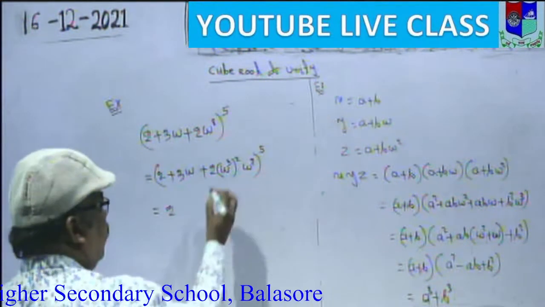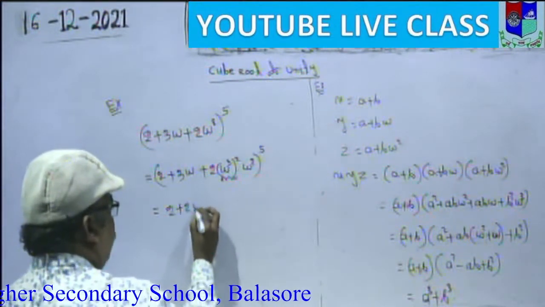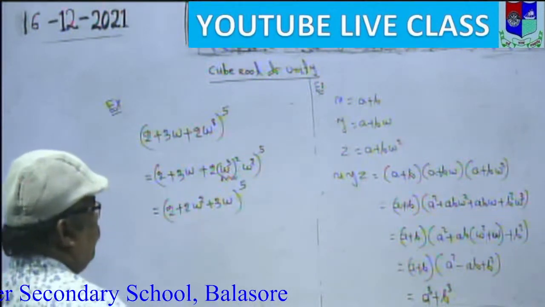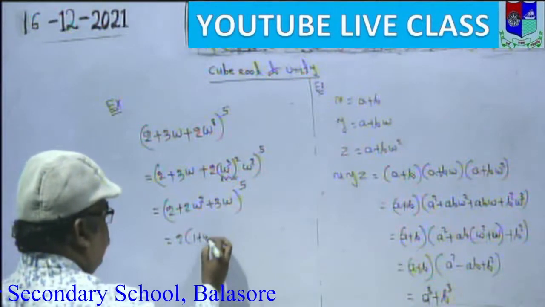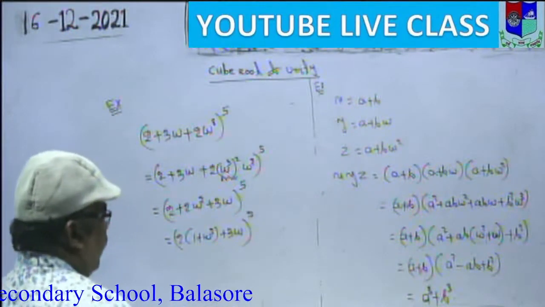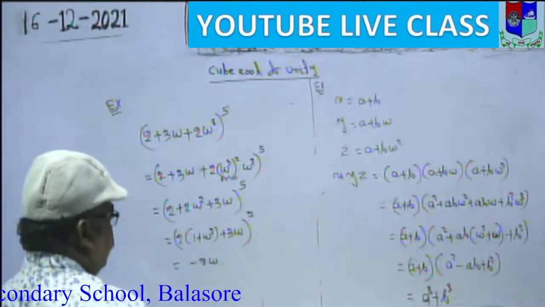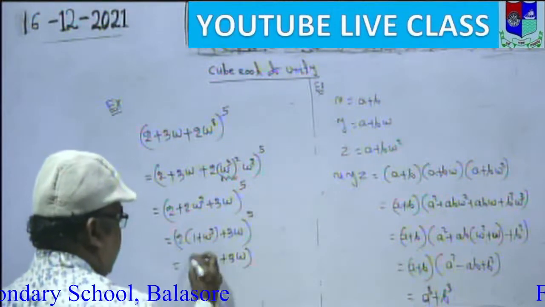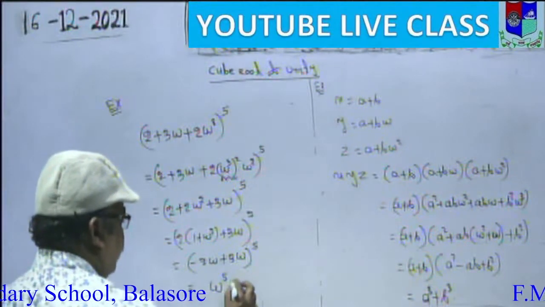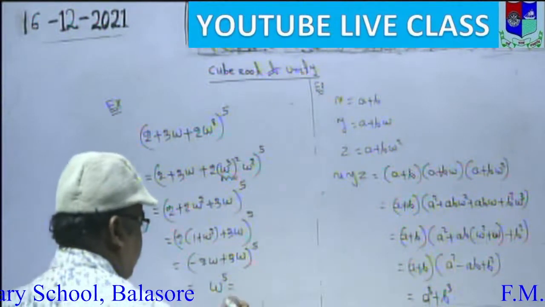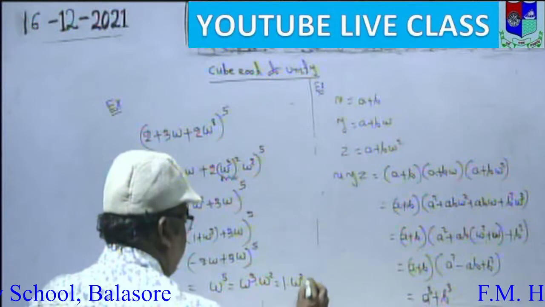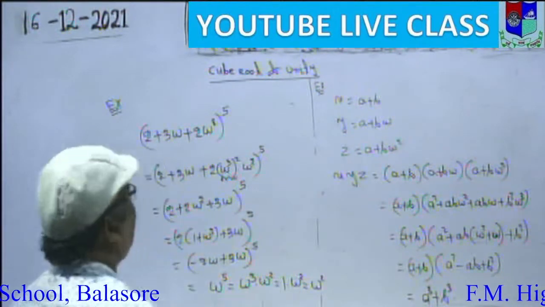So 2, now it is 1 we know, plus 2 omega square plus 3 omega to the power 5. Now taken common 2, 1 plus omega square, 3 omega to the power 5. Now it is minus 2 omega plus 3 omega to the power 5. Now it is omega to the power 5. So omega 5 is expressed as omega cube into omega square. So it is omega square. Answer is only omega square.